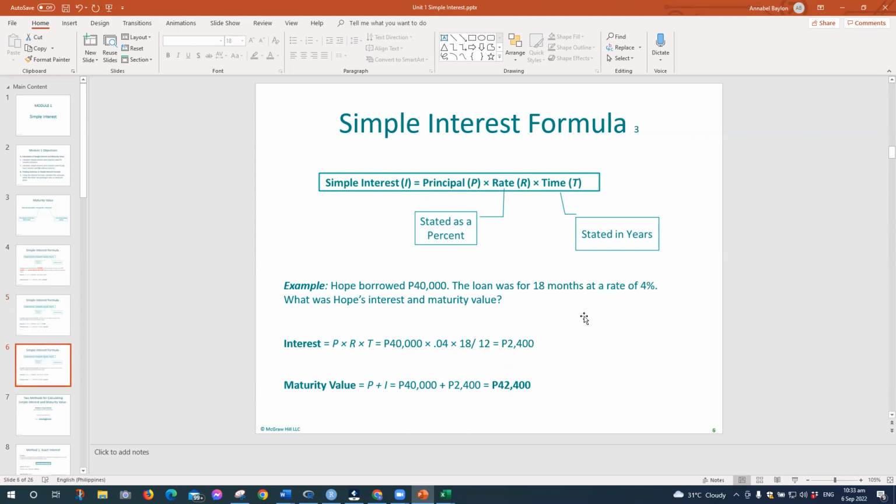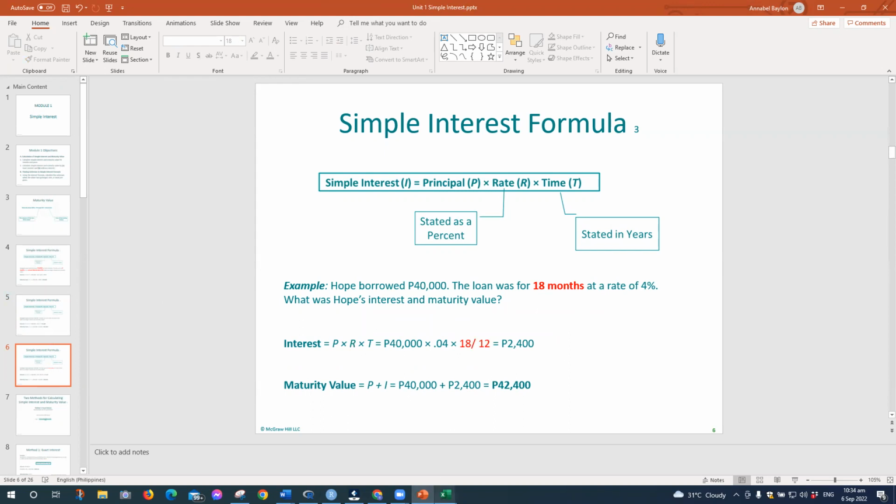Okay, this is another example. Here, what we're given is 18 months. We're just changing the terms here, just to drive home the point that in the formula PRT, since the rate given is annually, the time should also be annual. So what happened with 18 months? It was converted into years. So 18 months is actually 18 over 12 years, right?